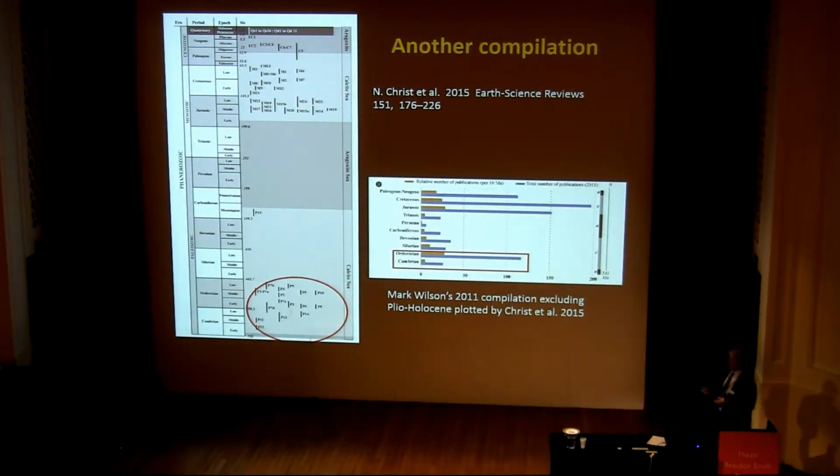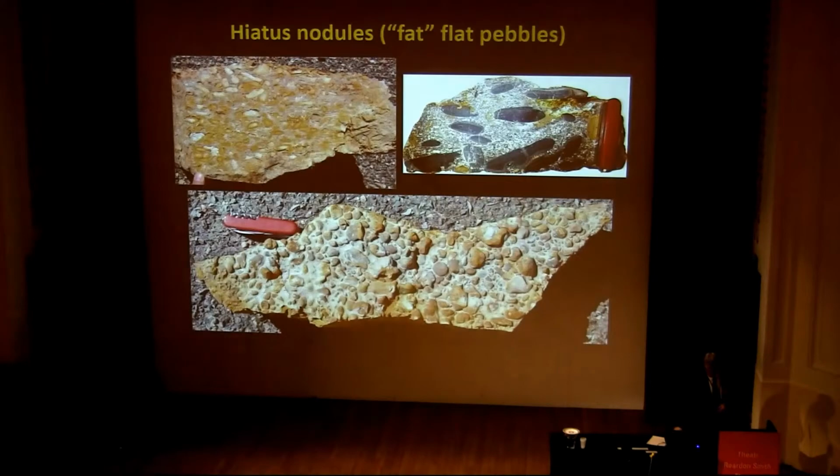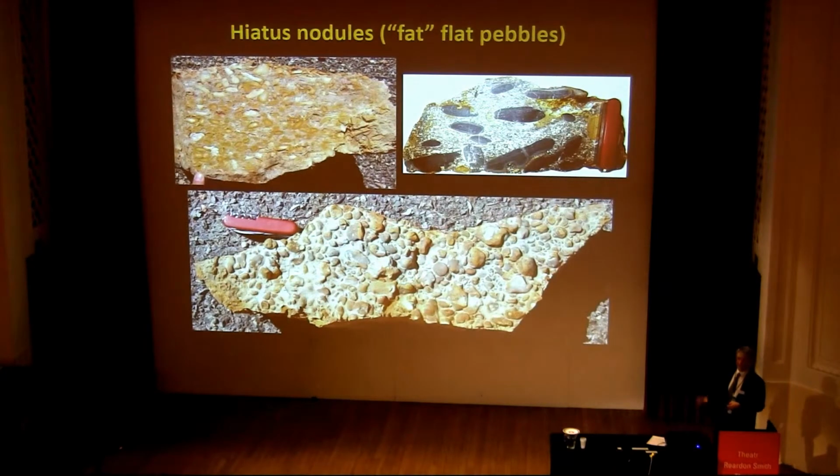This is a very recent compilation by Christ et al. Seems particularly appropriate for this time of year, that again showing this Ordovician peak. This is using Mark Wilson's slightly newer compilation, 2011, showing again this dramatic peak in the Ordovician of hardgrounds and then their decline. There are other peaks, and I'll come on to those right at the end, and perhaps try and explain what they represent. So the first thing you tend to see progressively through the middle Ordovician is you see these fat, flat pebbles, if I'm allowed to describe them as that.